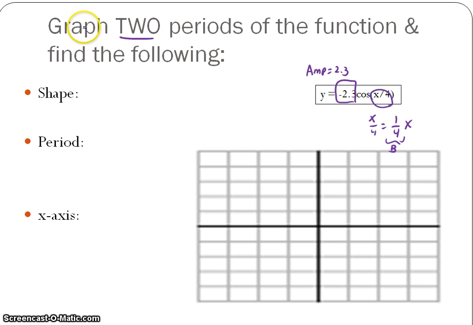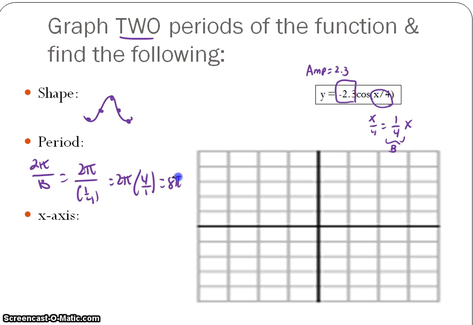Okay, so it is a negative cosine function. So the general shape is that it starts at its min, goes to its midline, the max, the midline, back to the min. The period is 2 pi over b, which is 2 pi over, my b is 1/4. I'm going to multiply by the reciprocal, which is 8 pi. And my x-axis is always going to be the period over 4, which is 8 pi over 4, which is going to be 2 pi.